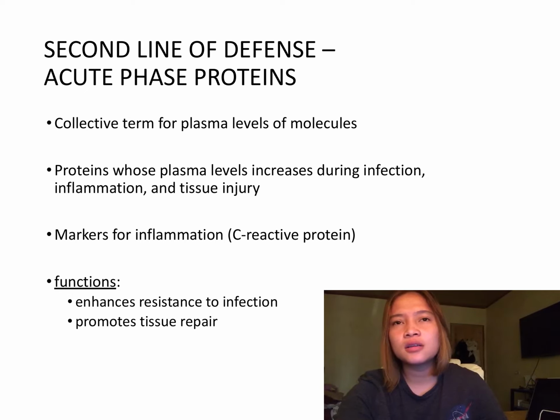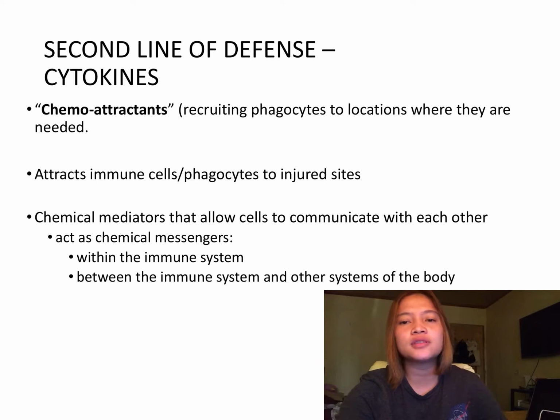Cytokines. Cytokines are small proteins that are crucial in controlling the growth and activity of other immune system cells and blood cells. When released, they signal the immune system to do its job. Cytokines affect the growth of all the blood cells and other cells that help the body's immune inflammation, also called chemoattractants. Its functions are to attract immune cells to injured sites and act as chemical messengers within the immune system and in the other systems of the body.